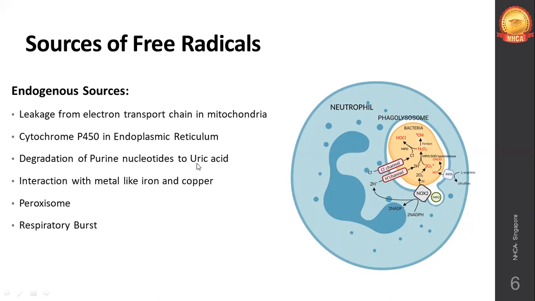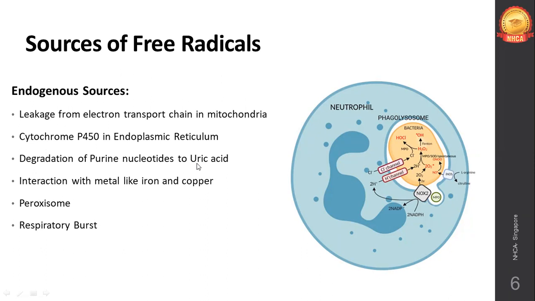When normal healthy body cells interact with metals like iron and copper, which are present in your food or in your body, these metals and minerals can also cause free radicals. Peroxisomes, a part of your cell, can also cause free radicals. Respiratory burst means the entire cell is getting oxidized, and that is another source of free radicals.